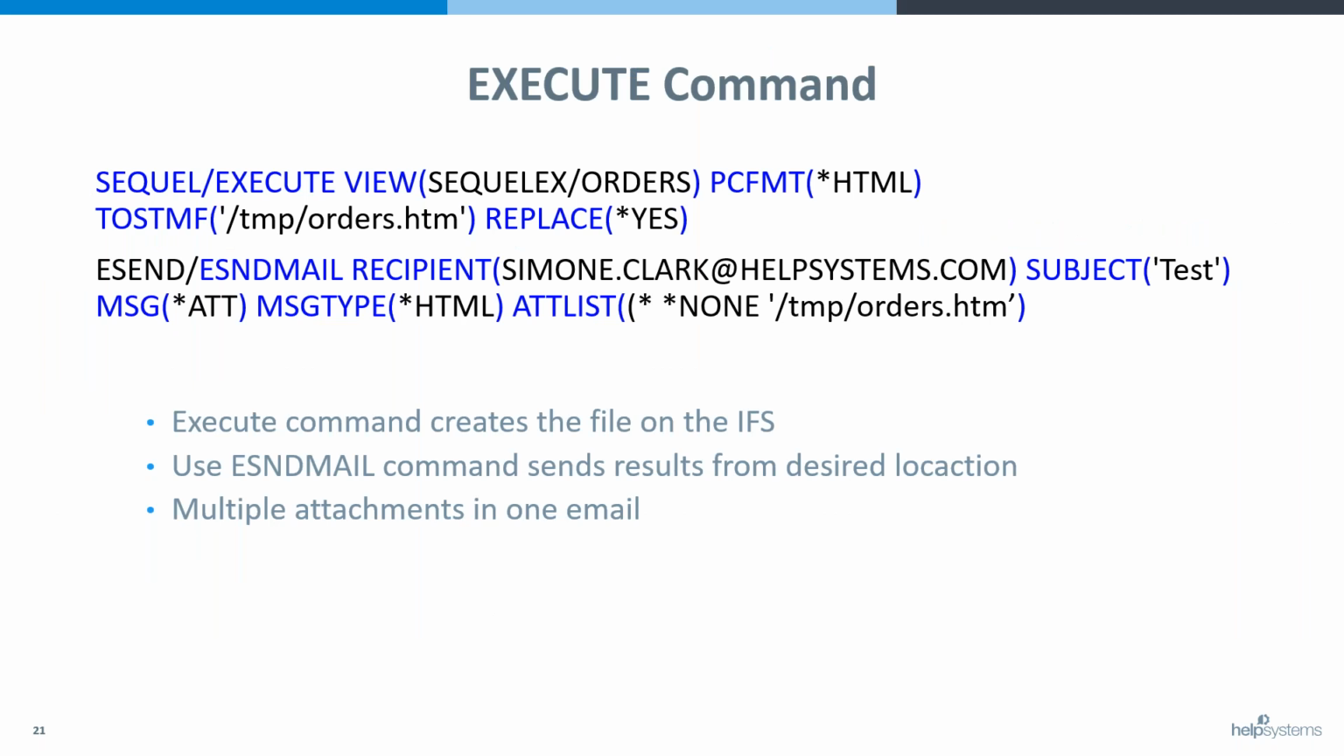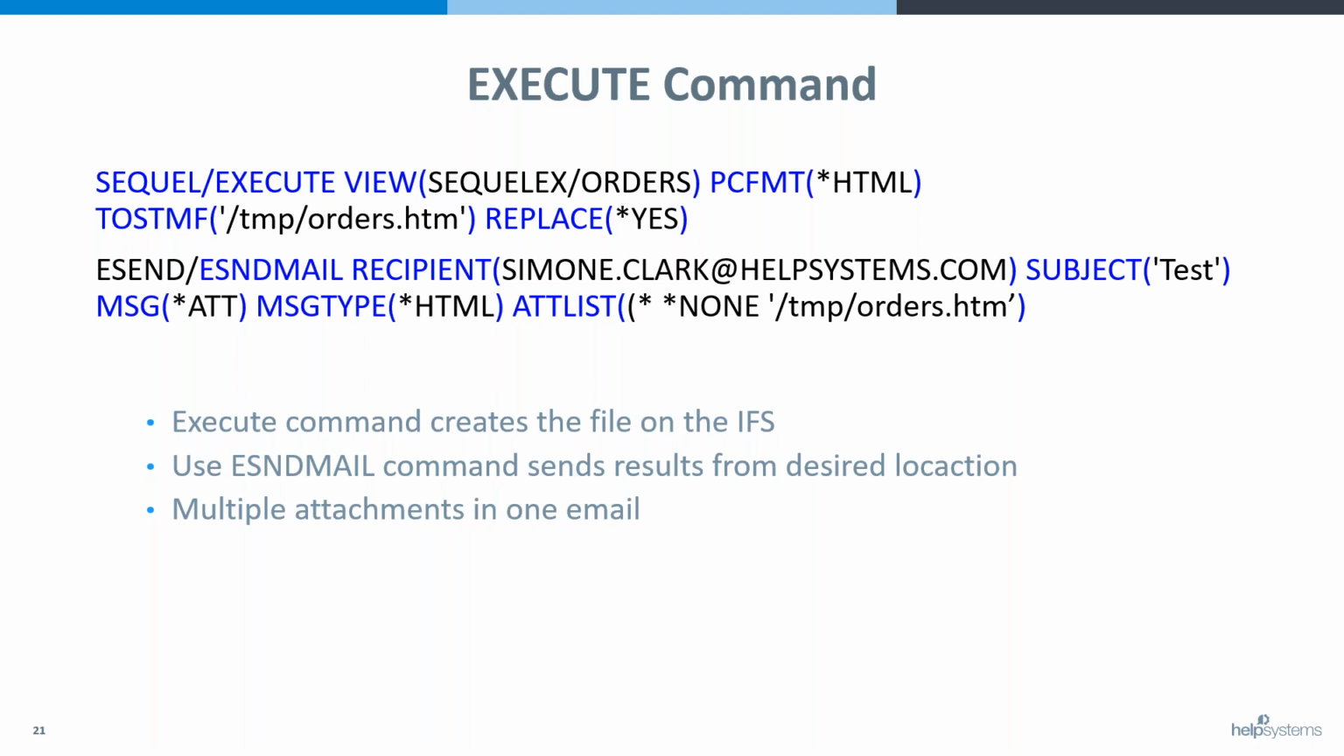And lastly, we have the execute command along with the esendmail command. The execute command writes the results to the desired location, such as a shared network folder or a server, using the toStream file parameter. For this example, I used the temp folder on the IFS. Then the esendmail command sends the results from the specified location.